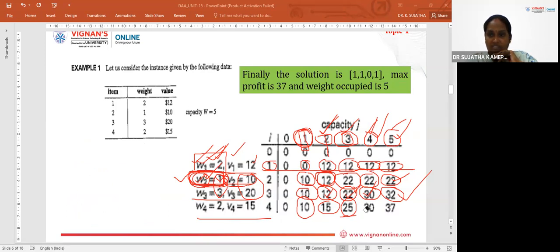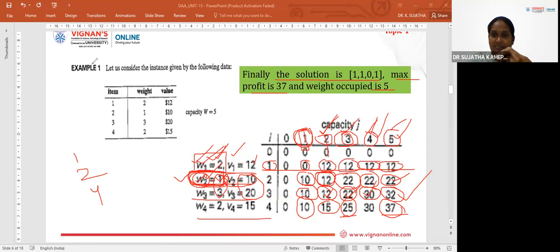Coming to this one, the fourth one, I can place the objects which give 30. That is nothing but the second and third, and 37. So here, since it has 5, I can place the first object, the second object, and the fourth object, which gives a total of 37. This becomes the maximum profit. So I can express the total solution as 1101, the maximum profit is 37, and the occupied weight or occupied capacity is 5.